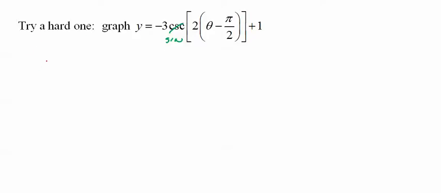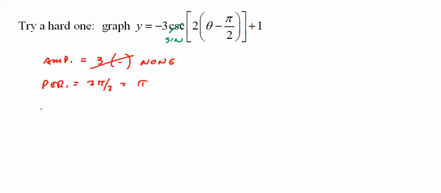And amplitude 3, negative, none. Period, 2 pi over 2 pi. Vertical shift, 1. Horizontal shift, pi over 2 right.